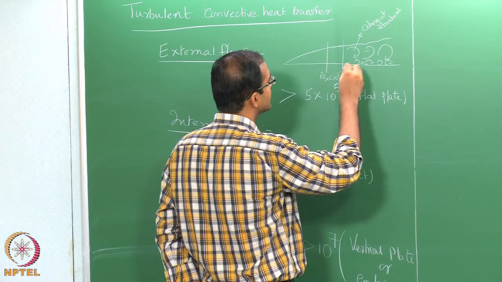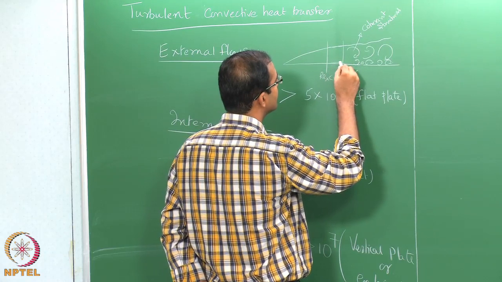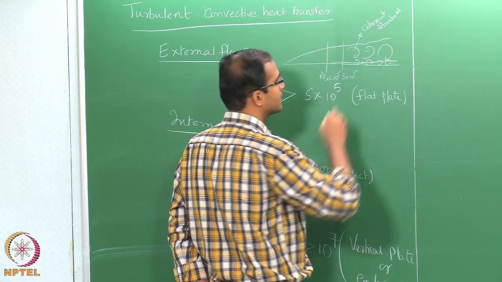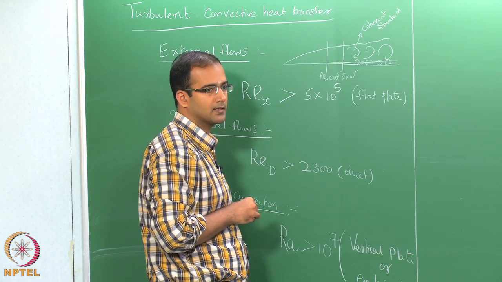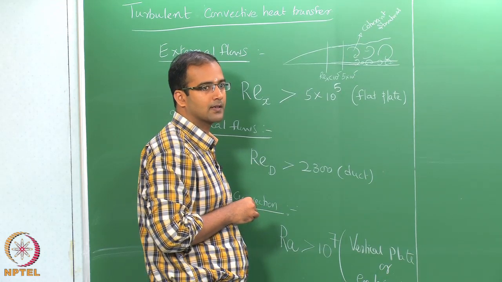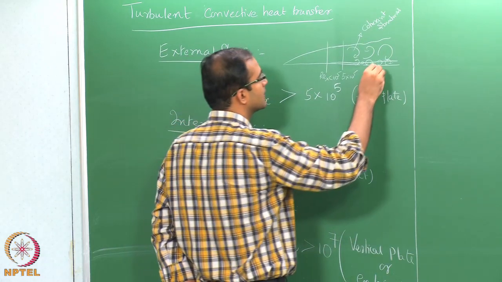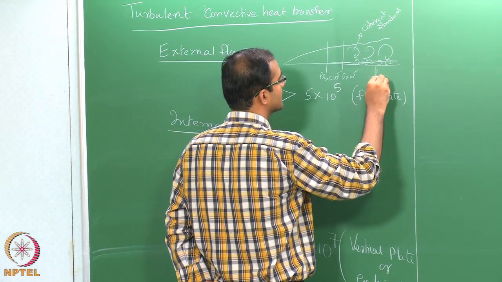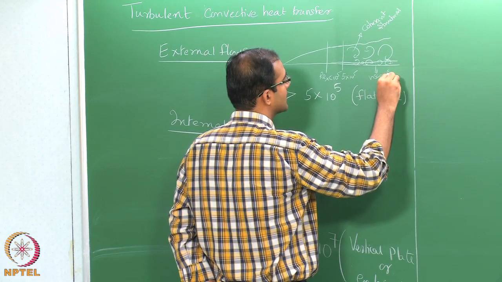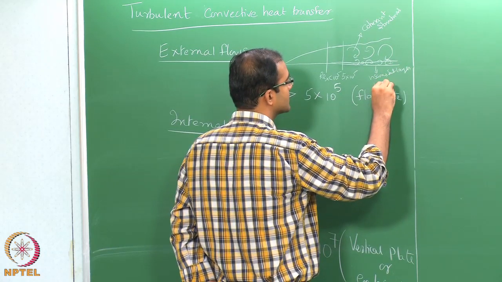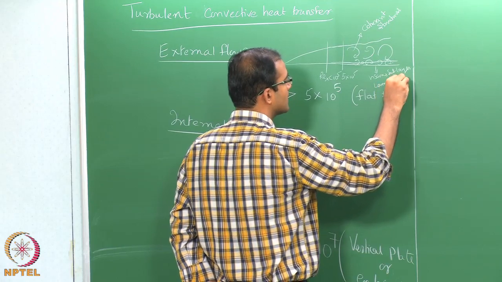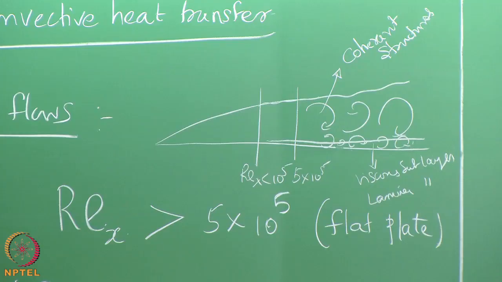So essentially near the wall you have the effect of viscosity, which is molecular viscosity, which is predominant as compared to the turbulent motion, and therefore this will be referred to as the viscous sublayer or laminar sublayer, okay. So now the action of the wall is to damp the effect of turbulence, okay.